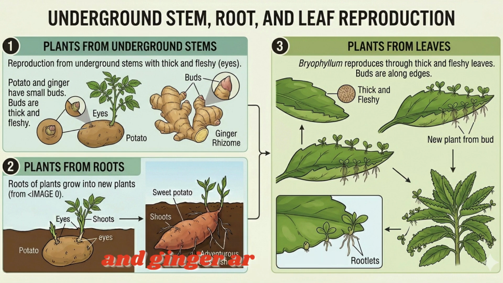Plants like potato and ginger are reproduced from their underground stems. They have small buds on them. The buds of these plants are thick and fleshy. B. Plants growing from their roots. Roots of some plants like sweet potato grow into new plants.